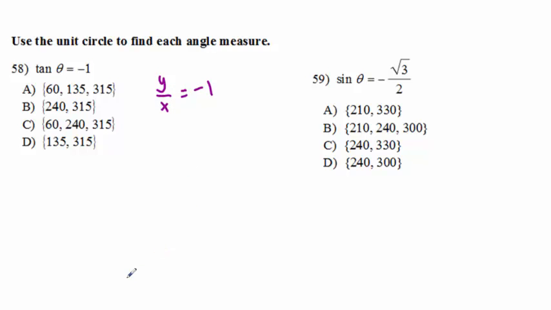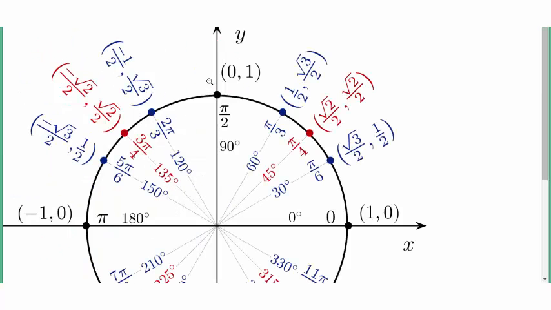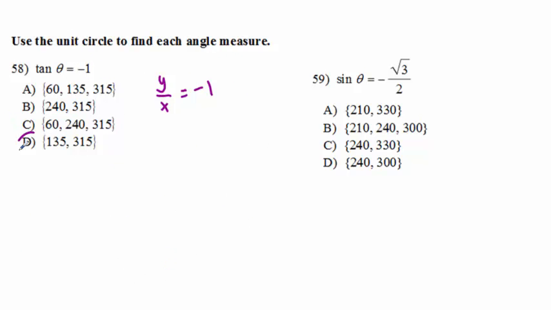The only way for that to happen is to look for places where the two numbers would cancel out, like square root of 2 over square root of 2. But if they're both positive, then that would cancel and give us a positive, and we want to get a negative 1. So that would happen at 135 and at 315. So that is our answer to this, D, 135 and 315.